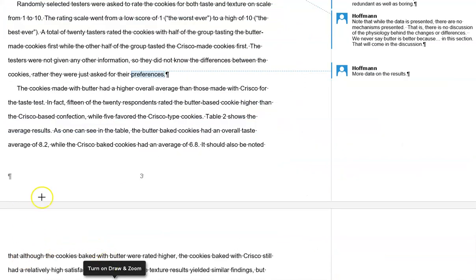So now we continue on with the data. Now it's looking at randomly selected people to taste and give texture and rate it on a scale from 1 to 10. It talks about the number of tasters and how we kind of randomize the different things, and ask them to give their preference. Tasters were not given any other information and things like that.